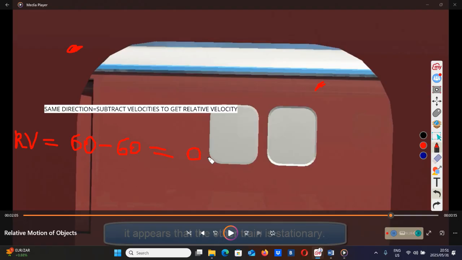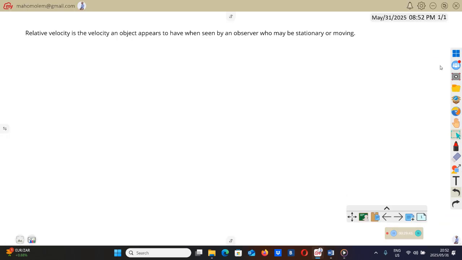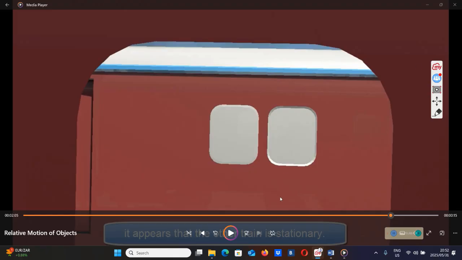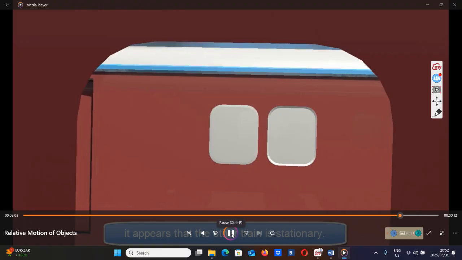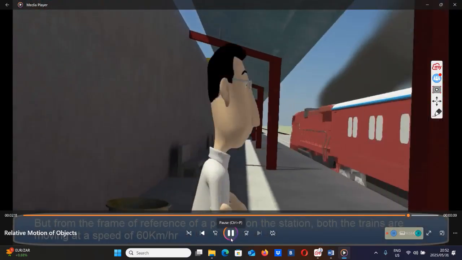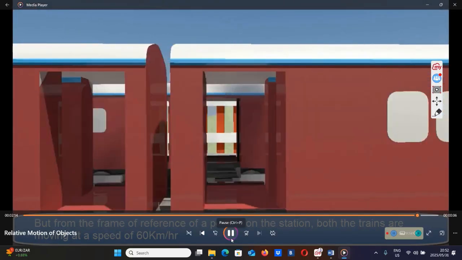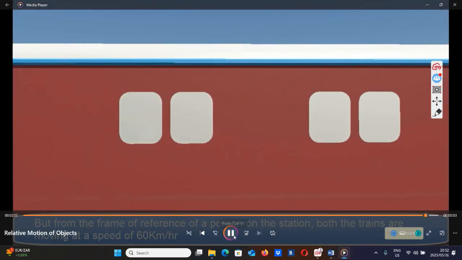So in this case, there is no relative velocity, meaning that from the perspective of the observer, someone who's in this train, when he looks at that other train, it will appear that that other train is stationary. That's what this guy is going to see. But when we change the perspective, someone on the floor is not going to see that other train stationary. He's going to see that other train moving. As you can see, this guy on the floor, to him, it will appear that those trains, both of them, they are in motion.